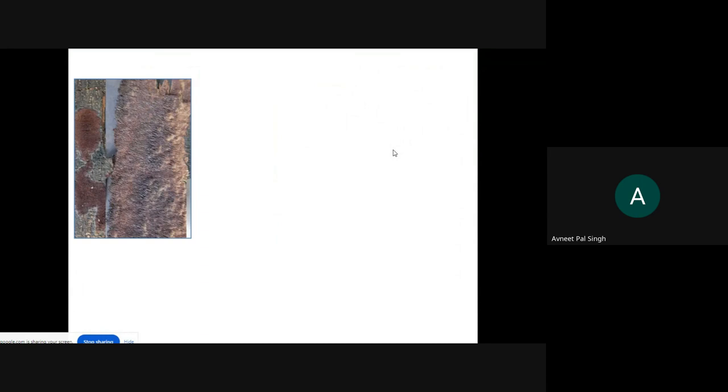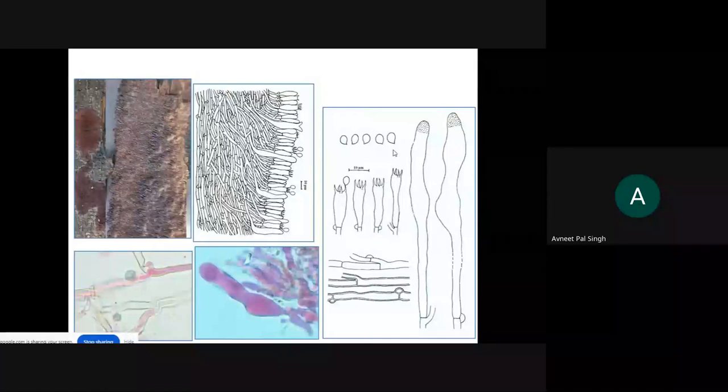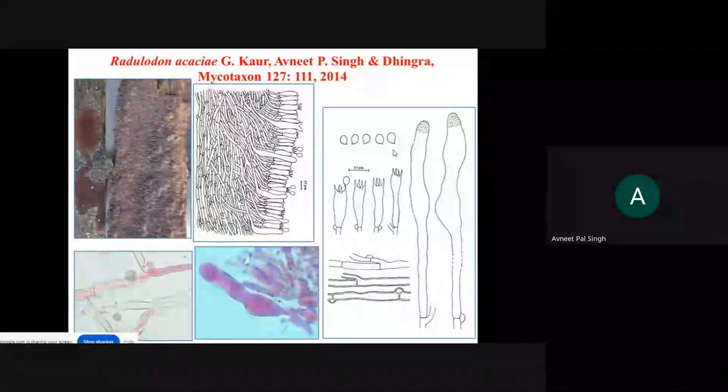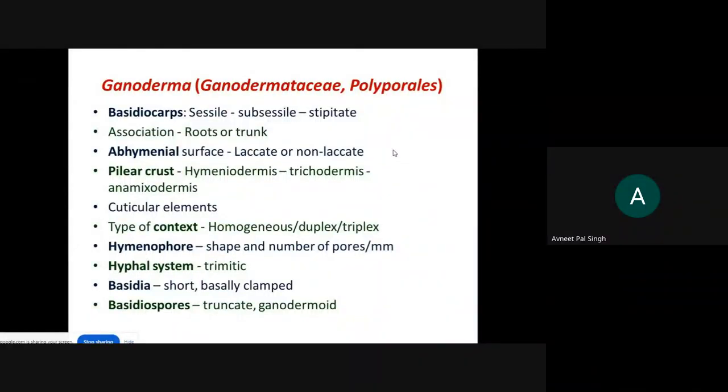Then I was mentioning that sometimes you can come across a very fine, finger-like or spiny fructification. Look at its color, its margin, its surface. And when you work this out, you will see the hyphae. You can see the presence of clamp connections. You can see the cystidia. We produced those reconstructions, those diagrams, and this was also published as a new species of the genus Redulodon. We collected it in association with Acacia. It was named Redulodon acaciae. These were the three examples that we can see in the case of corticoid fungi.